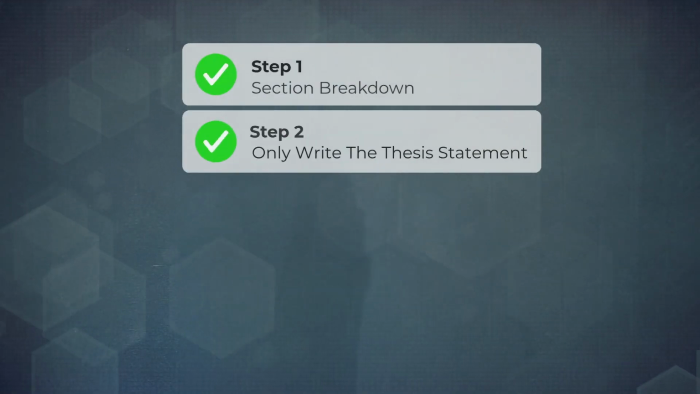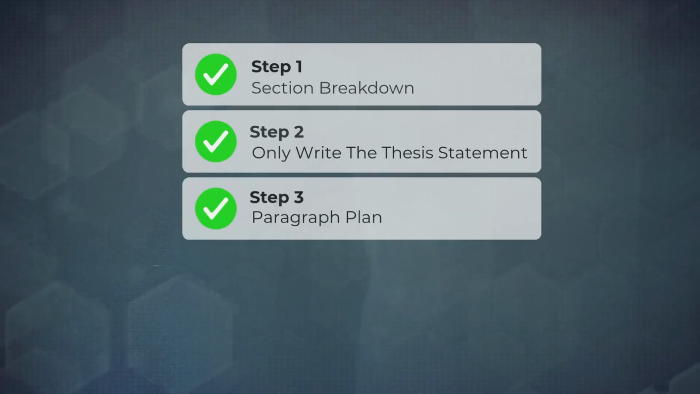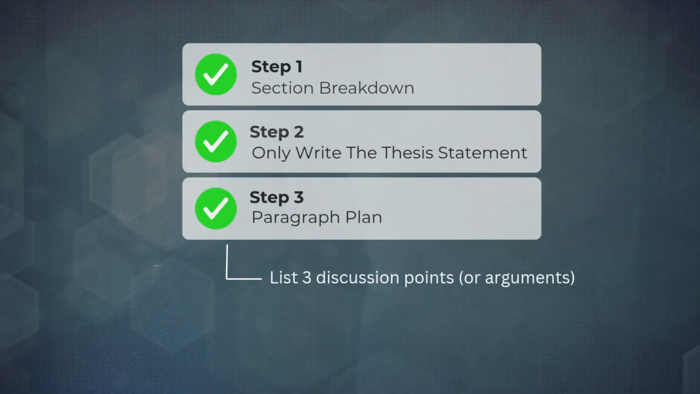Once you have your thesis statement ready, we can start planning the paragraphs of our body section. This is the step that will speed up the research and writing process the most. We want to think about what 3 points we want to get across in our essay. Now, the reason it's only 3 points is because we're writing a 1,000-word essay.